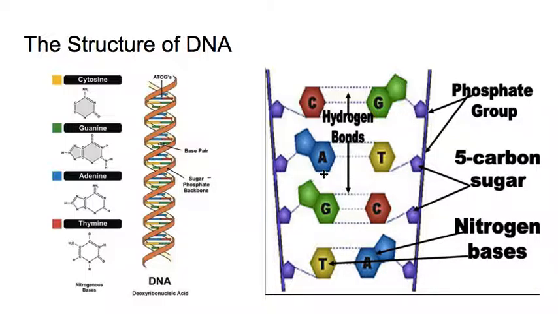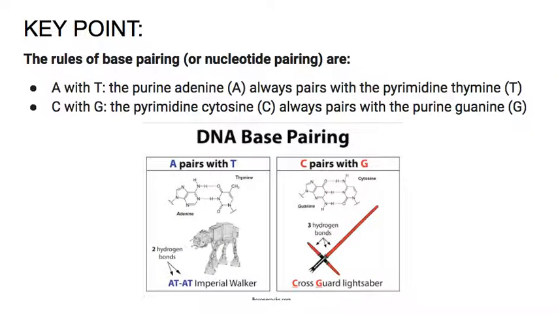So even though you want to always make sure you have a purine with a pyrimidine, you would never have CA. Those two would never be partnered. So key point again, the rules of nucleotide base pairing are that the ATs are paired together and the CGs are paired together. I like to remember it with the AT-AT Imperial Walker for all of our Star Wars fans out there, or the Skarsgård lightsaber, CG lightsaber.